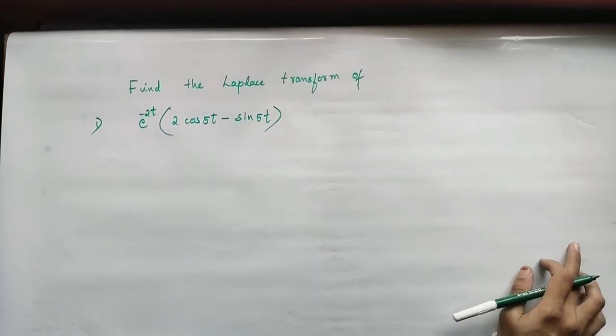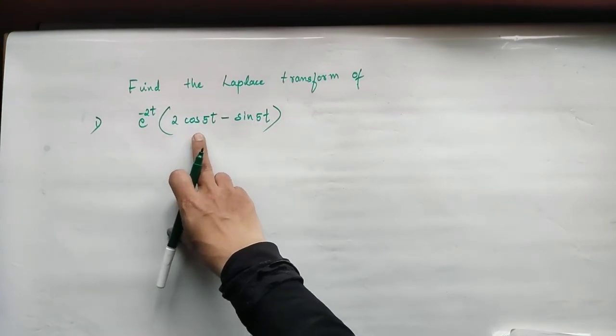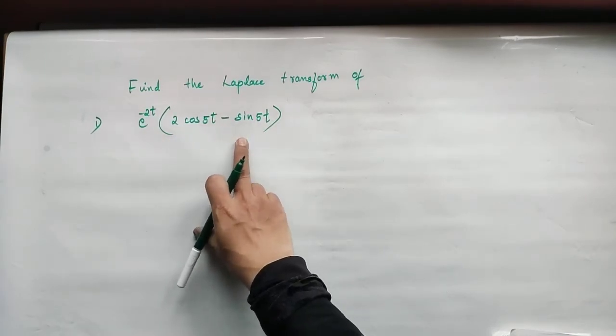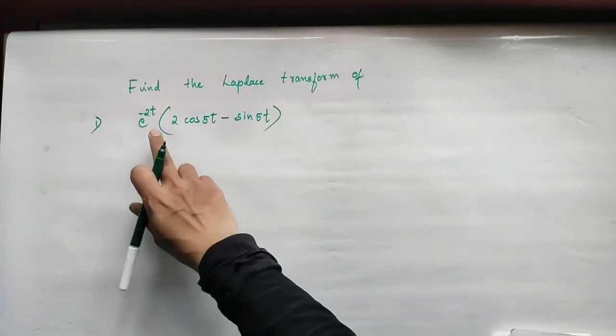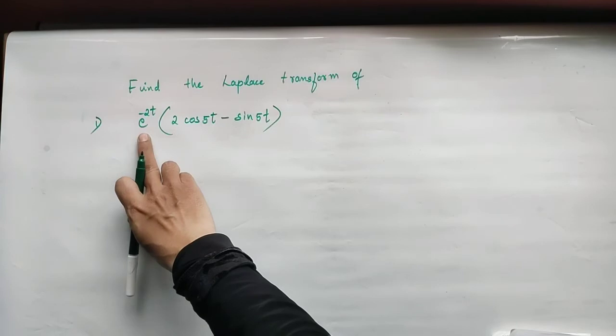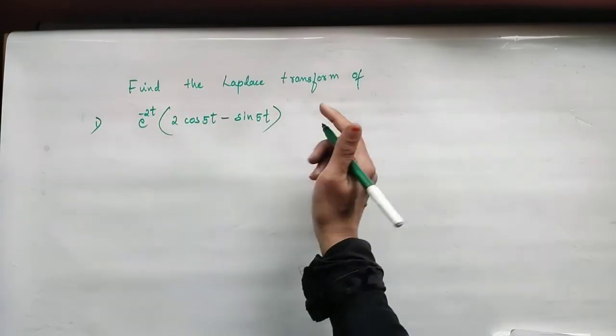Yes, just see here. Find the Laplace transform of the first one, e to the power minus 2t times 2 cos 5t minus sin 5t. Let us work out the Laplace transform of this. To begin with the solution, I just want to take this e to the power minus 2t inside the bracket. So what do you get?